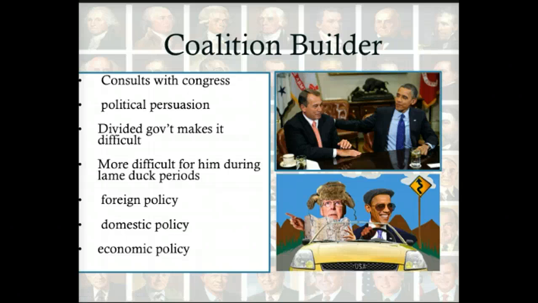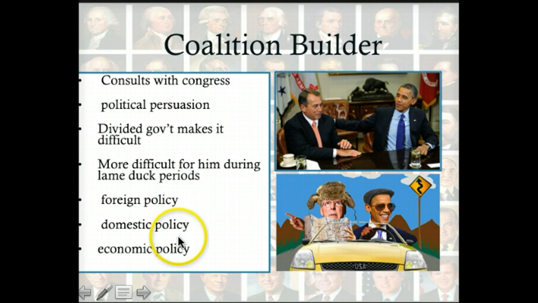And of course, we've seen that again this year with Obama trying to persuade Congress to avoid a government shutdown. But it's not just coalition building with Congress. You can also coalition build when it comes to foreign policy. So building alliances with other countries, entering into trade agreements with other countries, or making executive agreements with other countries. All of these are things that the president can do to build a coalition of support.